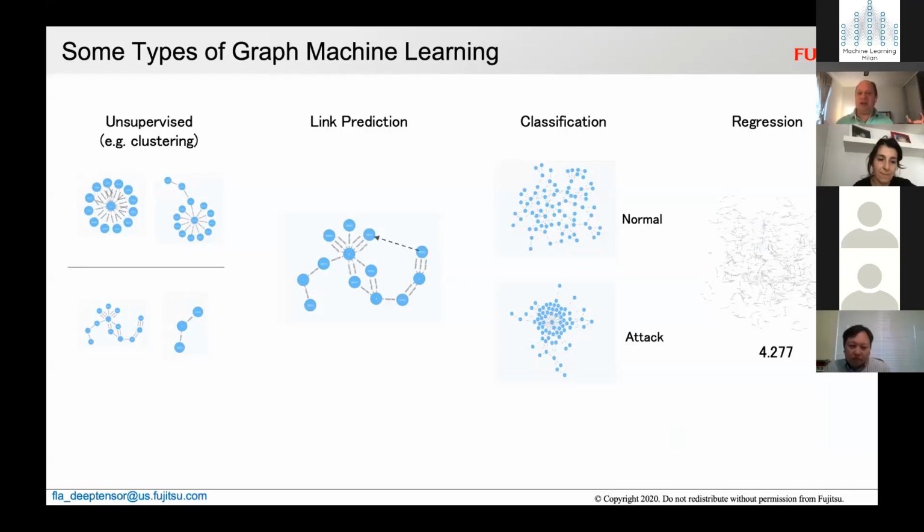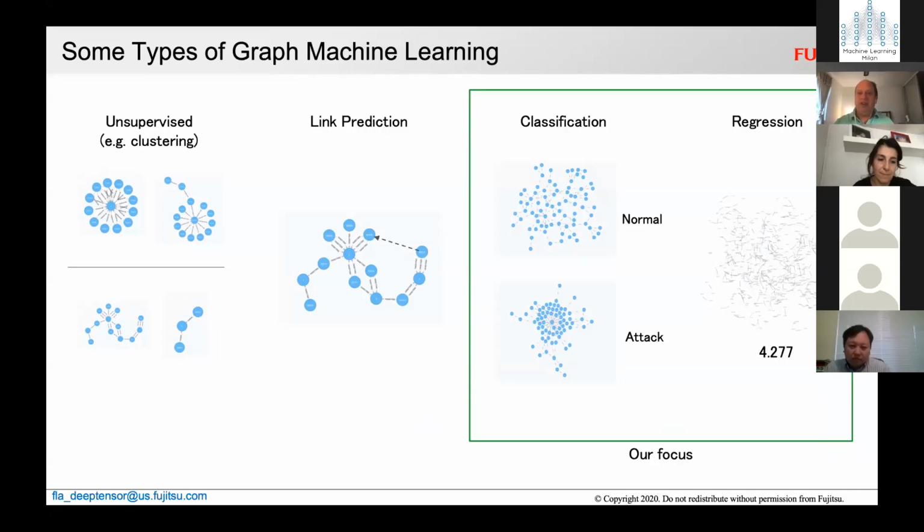Classification. This is where I have different kinds of graphs, and I have a ground truth where I can provide some kind of label for the graph, and we'll see a bunch of examples of that. I'm going to label those, and that's what the machine learning should figure out, those labels. Regression is where I have some number, usually a score, and want to apply it to the graph. We're going to be focusing on classification and regression, because these are the focus of Deep Tensor.